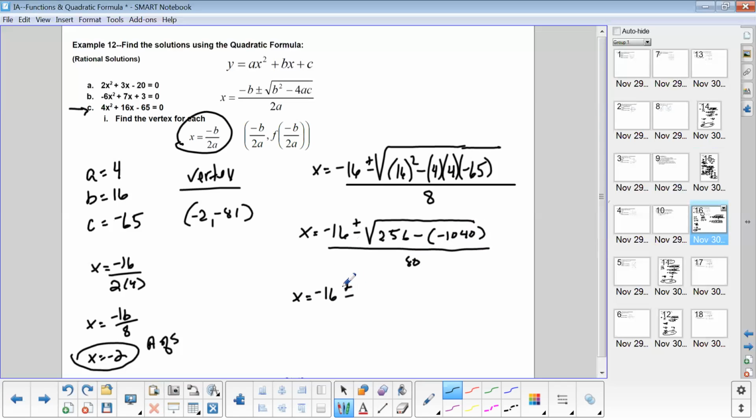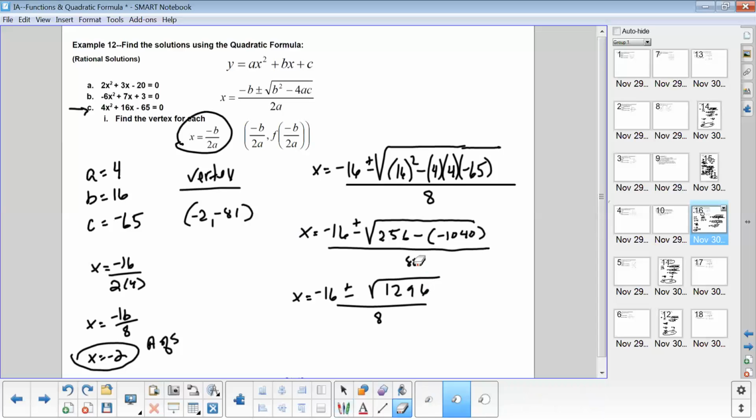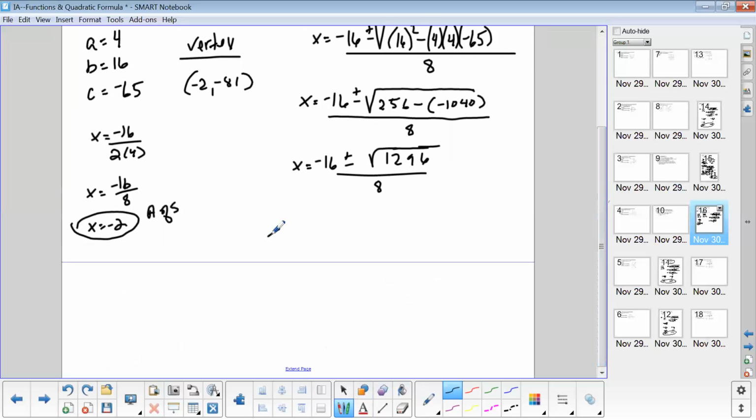So negative 16 plus or minus, remember this subtract a negative allows me to add these two. So 256 plus 1,040 is going to be 1,296. And that should not be 80, that should be 8. And now I want to take the square root of 1,296 and I get 36. So that was a perfect square. The answer was 36.